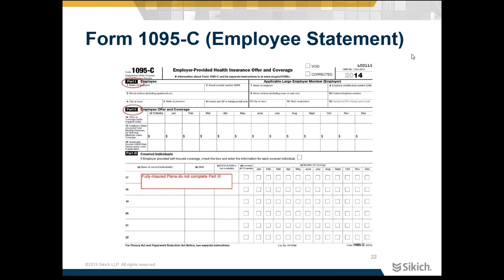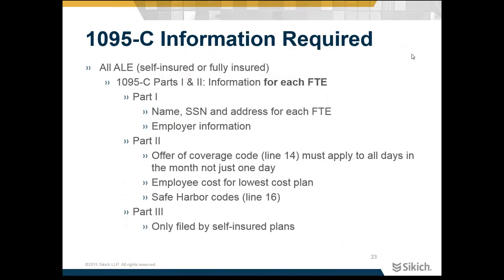Okay, and then part 3 of the form is who all was covered by the plan. If you're self-insured, you need to complete the information on which individuals are covered under the program, again, by month of the year. If you're fully insured, the insurance company is going to do this information for you. If you're self-insured, you need to complete this information as well.